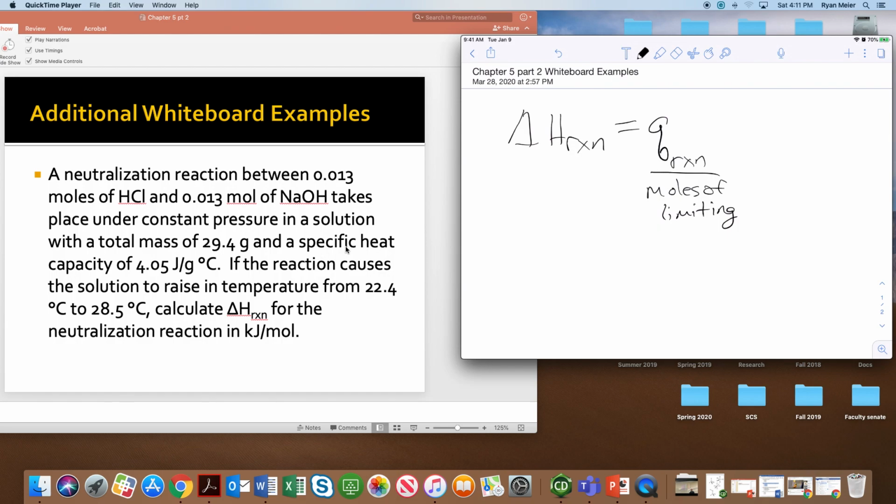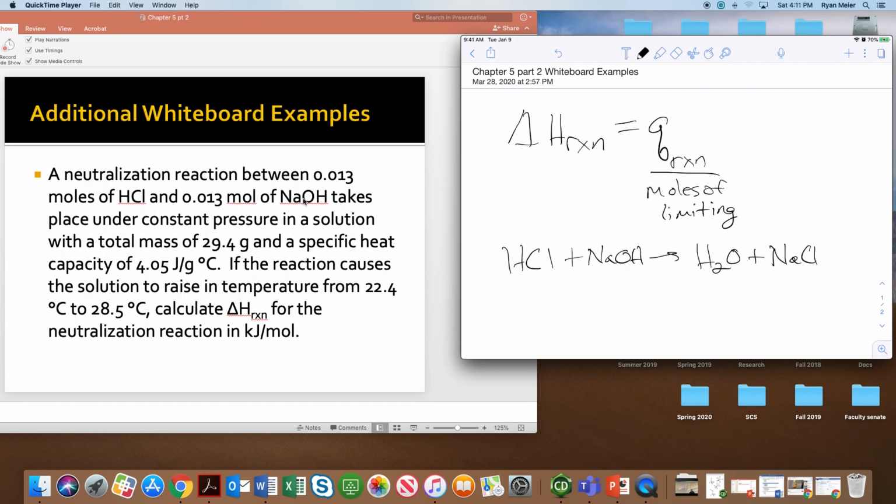Now, to solve this, we have the moles of our reactants. HCl reacting with NaOH should just be a one-to-one reaction. If I wrote it out, we'd have HCl plus NaOH. Hopefully it's a reaction you can identify from a couple chapters ago. It's going to be making water and sodium chloride. And that is already balanced, everything's 1 to 1 to 1.